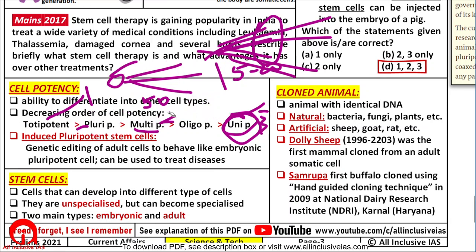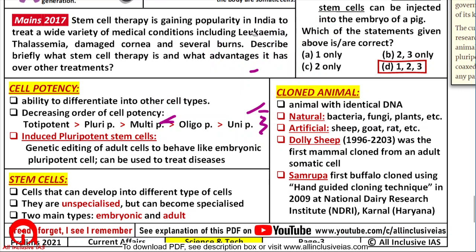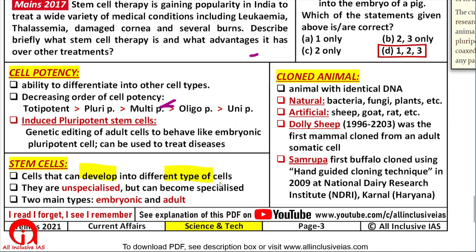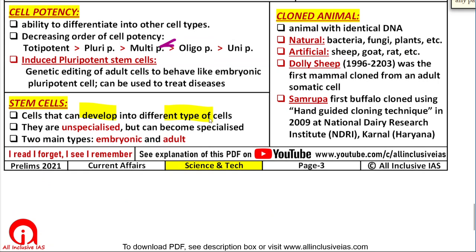So what are stem cells? A stem cell is simply a cell which can develop into different types of cells. That is a stem cell. So these are unspecialized cells. That is the same thing as a totipotent cell or pluripotent cell, because they can differentiate into different types of cells. For example, I've given you the cells in the embryo.